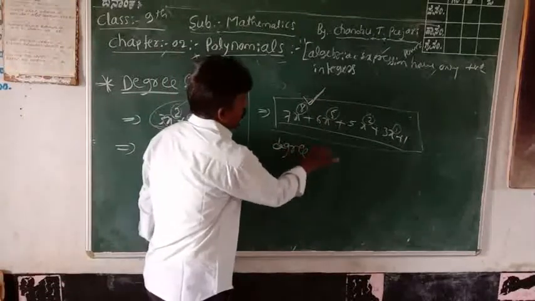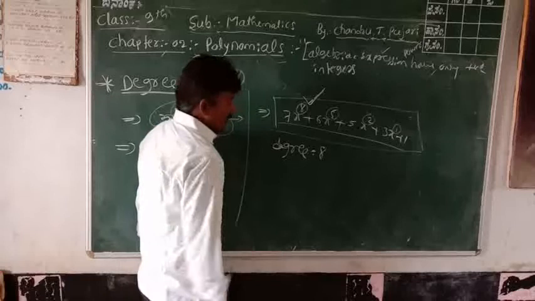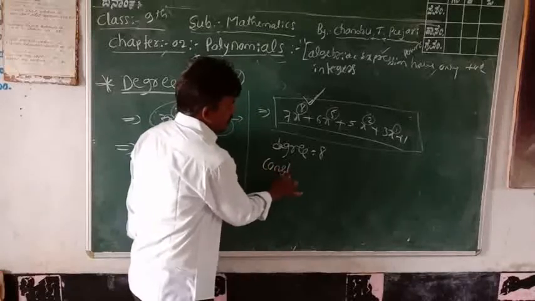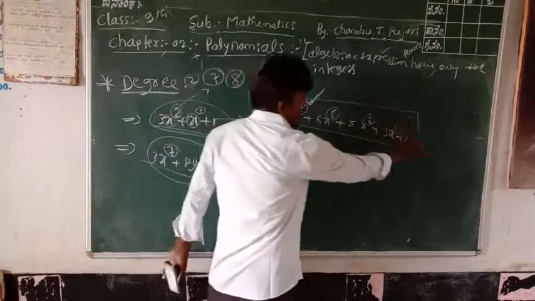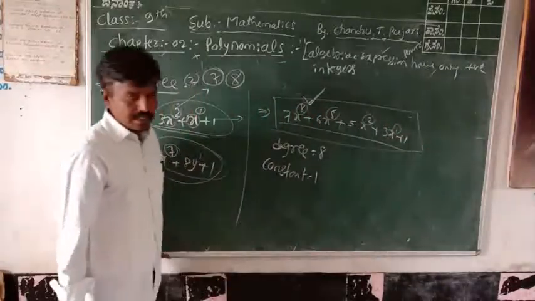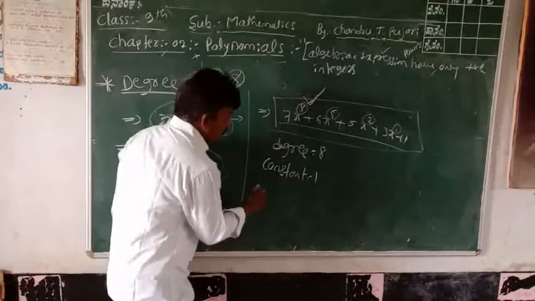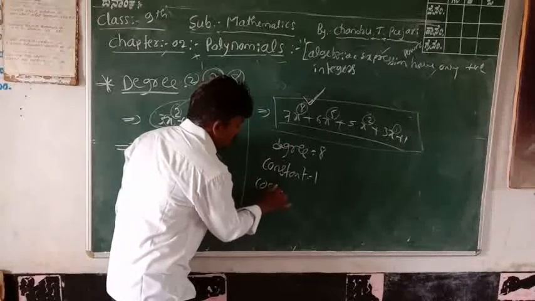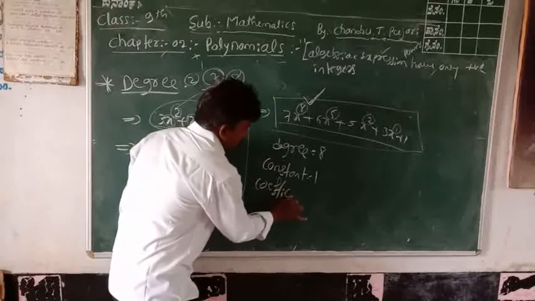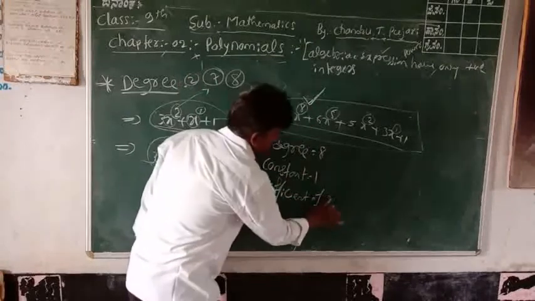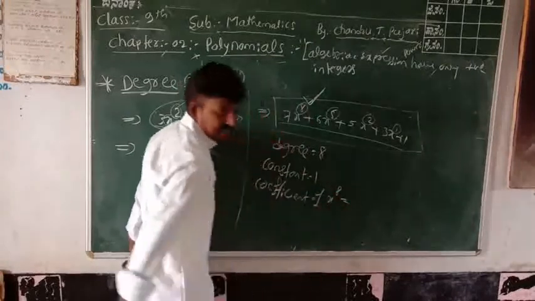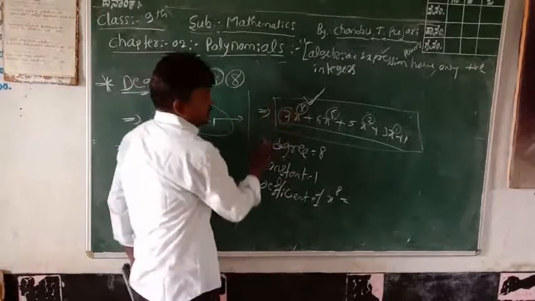Degree is equal to 8. Now the constant: which one is the constant term in the given algebraic expression? In this one, the constant is only 1. Next, the coefficient of x raised to 8. What is the coefficient of x raised to 8? Only 7 is the coefficient.